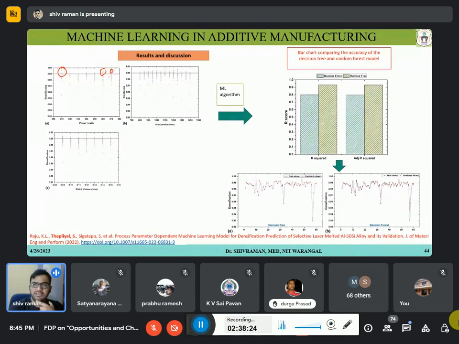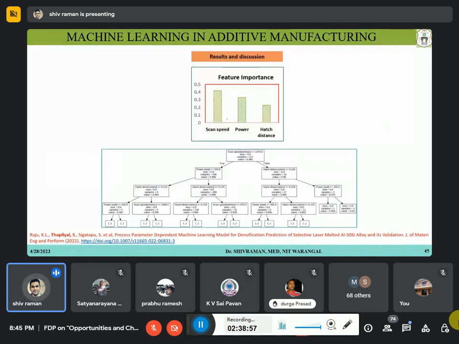So this is the performance of our random forest and decision tree models. Our decision tree model provided us a good accuracy, and we checked the accuracy with the help of a prediction versus actual value plot. In the case of the decision tree, all the values are overlapping between real value and predicted value, but in a few regions the overlap is not quite good. But in random forest, the overlap is significantly better, which confirms the accuracy of both the models. And with the help of feature importance, we are able to predict that scan speed is significantly affecting the densification, along with power and hatch distance.